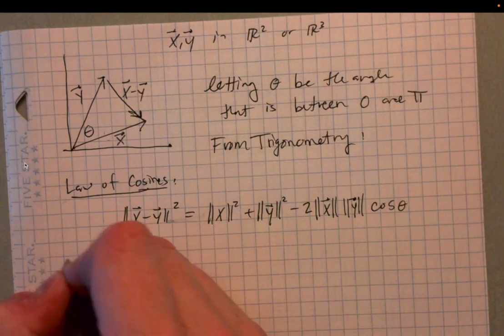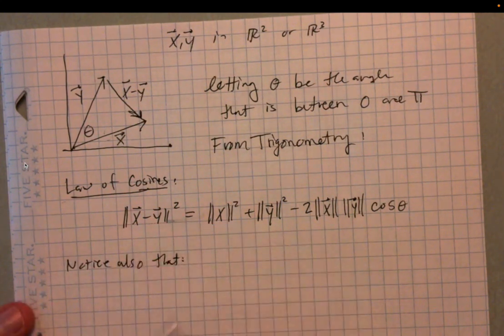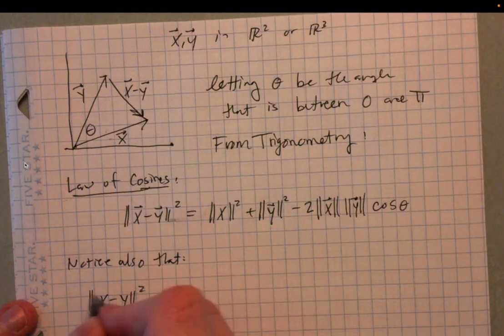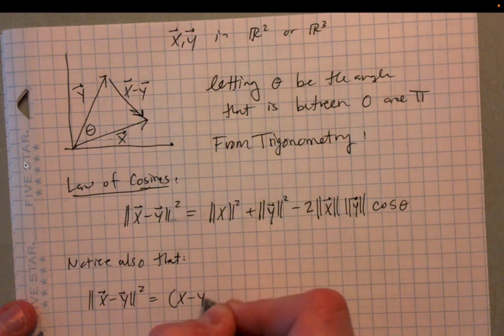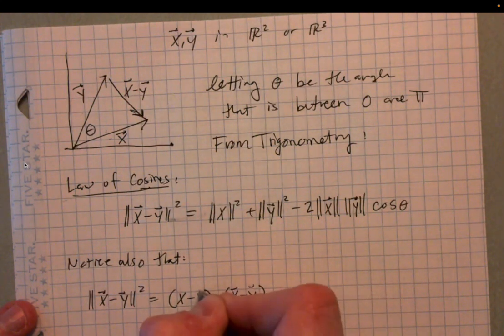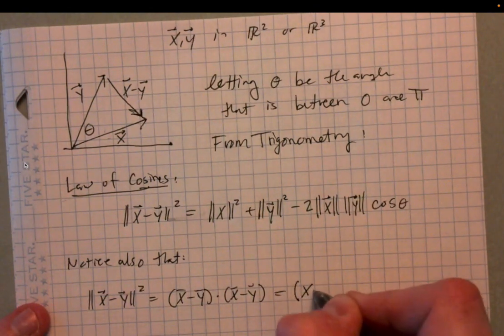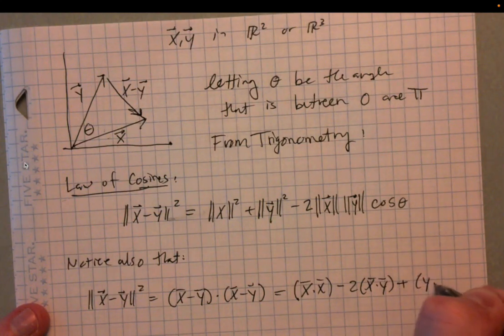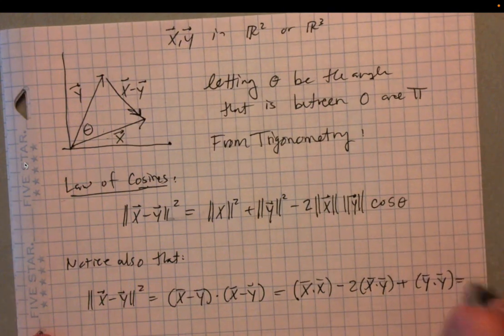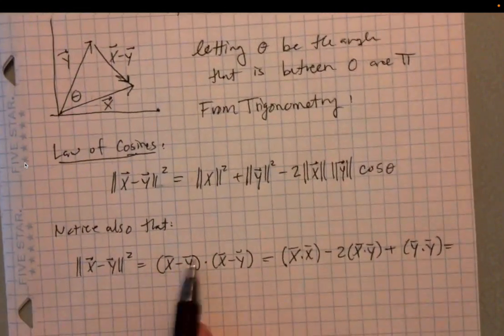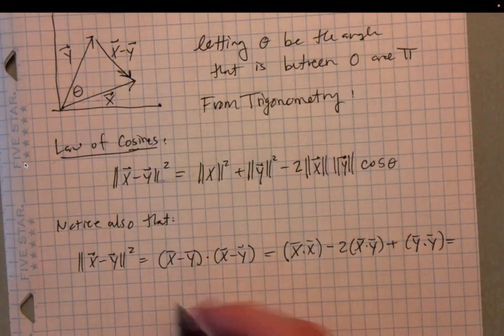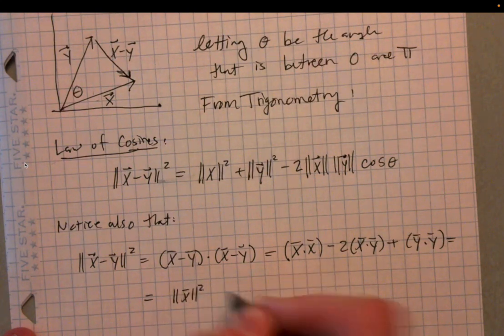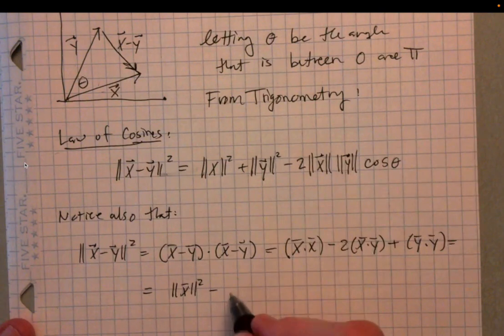But then we also have something that we've just discussed. We know that the norm of x minus y, this length here, if we square it, is going to be equal to x minus y dot x minus y. Which we know is x dot x minus 2 times x dot y plus y dot y. That's just expanding this. This is the identity we discussed earlier in the lecture. Taking this a little bit further, we know that this is the norm of x squared, and this over here is the norm of y squared. So in between I have this.